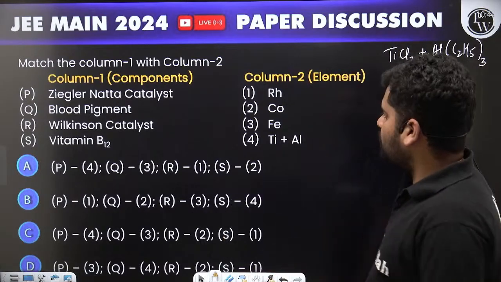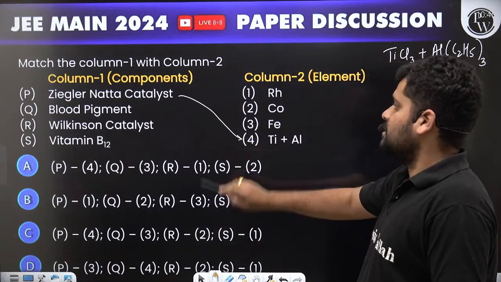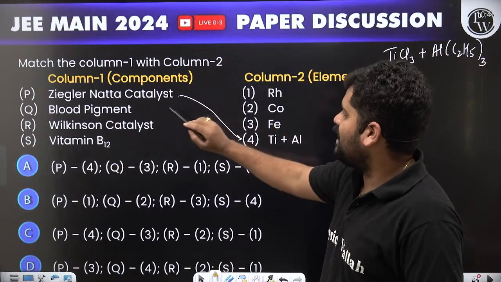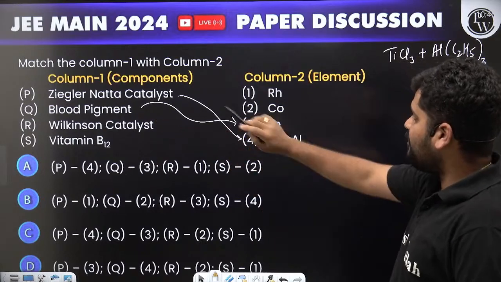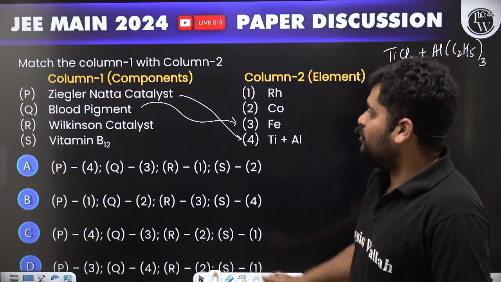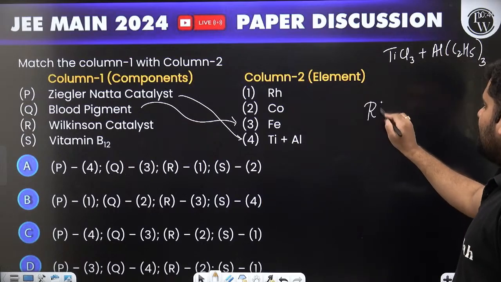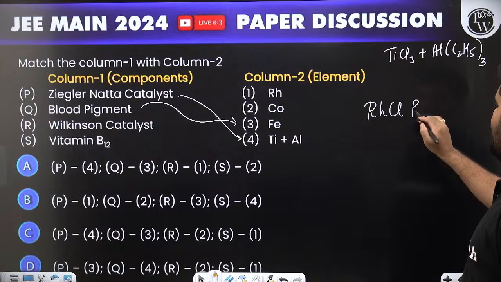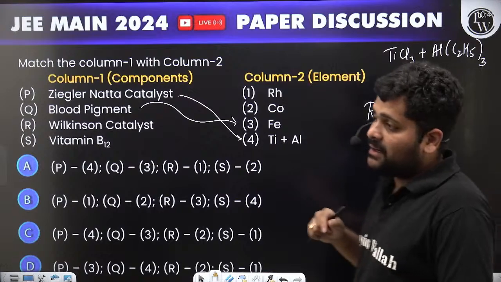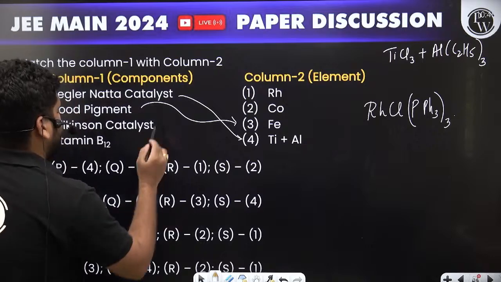So what element is there in Ziegler-Natta catalyst? It is going to be fourth. So B should match with fourth. Blood pigment, everybody knows this, we have iron. So P4Q3. How many options do we have? Two options. Wilkinson's catalyst is written as RhCl and PPh3 whole thrice, rhodium chloride and triphenyl phosphine. What is the element present in Wilkinson's catalyst?